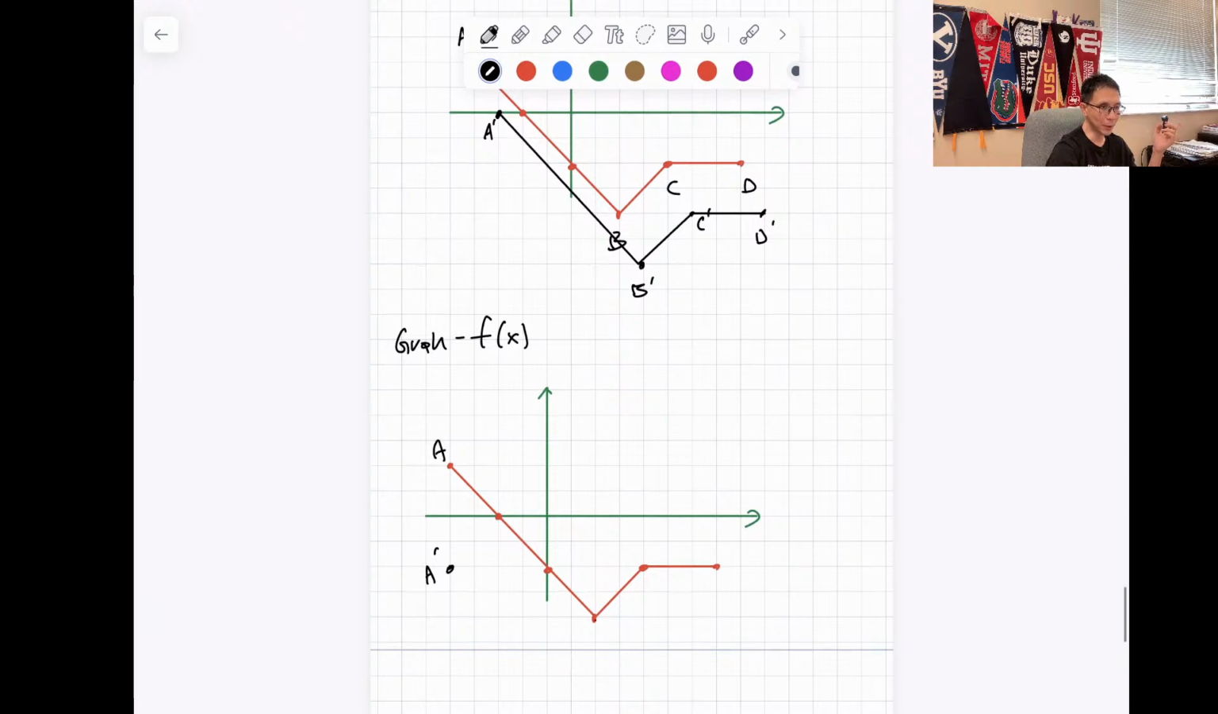Same thing with this point. This is a negative 4, so this becomes 4. Is that okay? And this is going to be here, and this is going to be here. So B prime, C prime, D prime. So the graph is going to be reflecting.